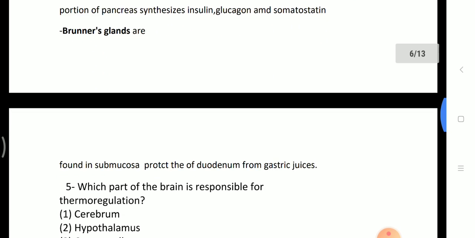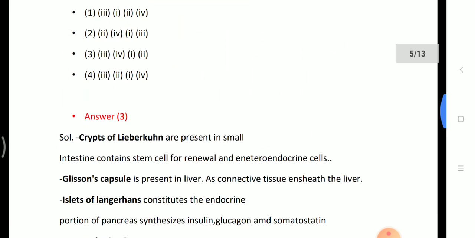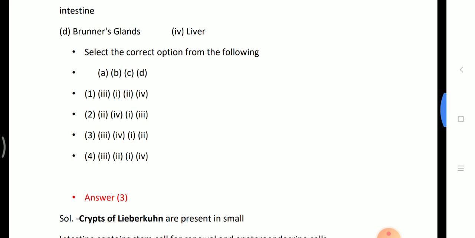Then Brunner's glands. These are found in the submucosa to protect the duodenum from the gastric juice, because the small intestine has three parts: duodenum, jejunum, and ileum. So duodenum is the first part. To protect it from this gastric juice, Brunner's glands are there. This protects by synthesizing mucus. So this is all about question number 4. Easy question. If you go through the chapter, descriptions are there, but you have to clearly detect those words, underline them, and remember them.